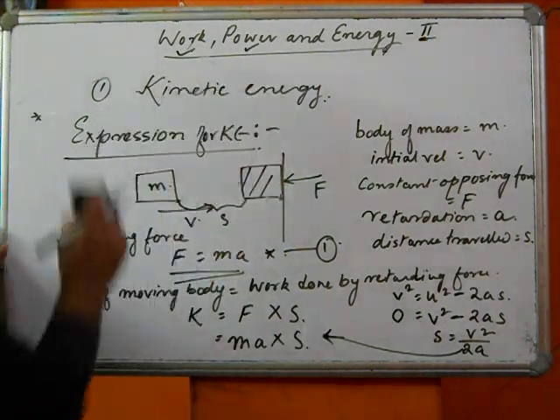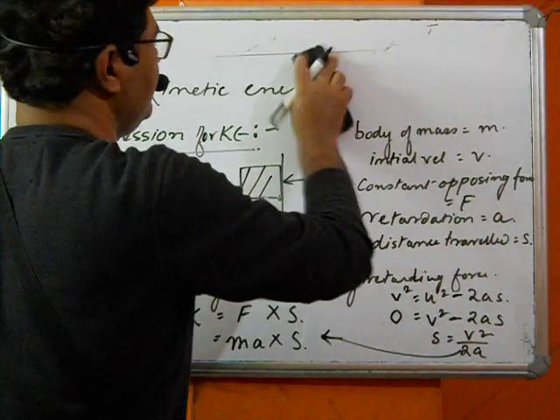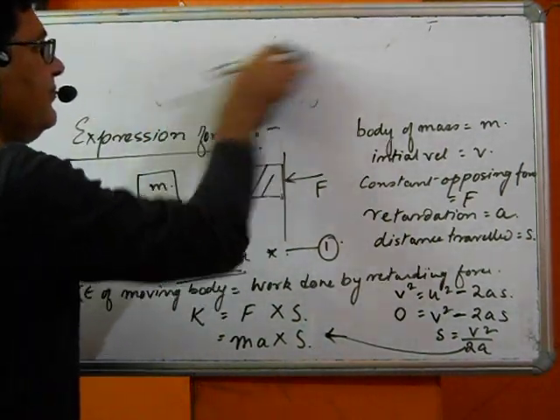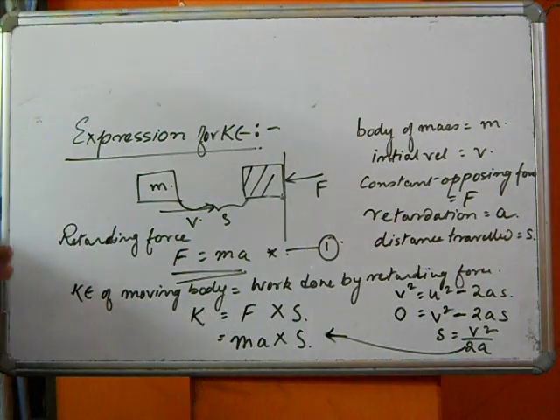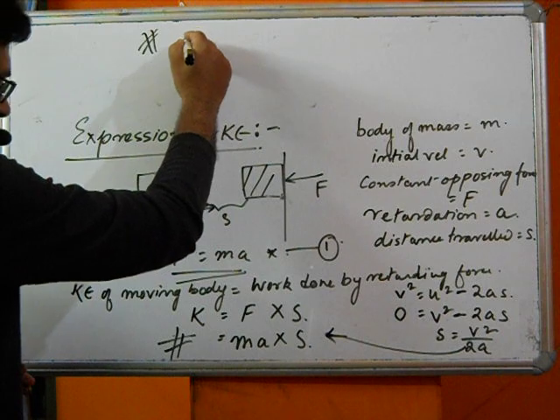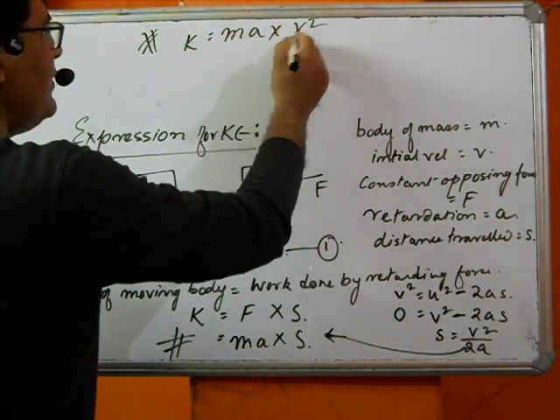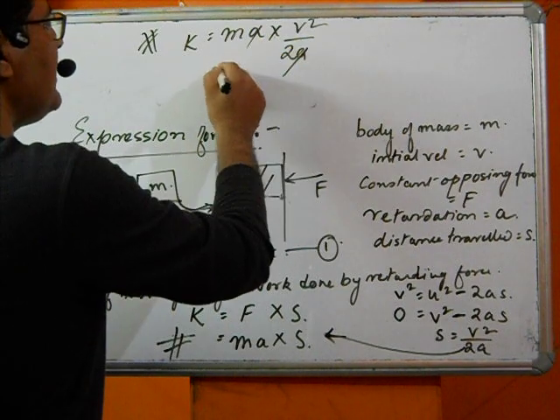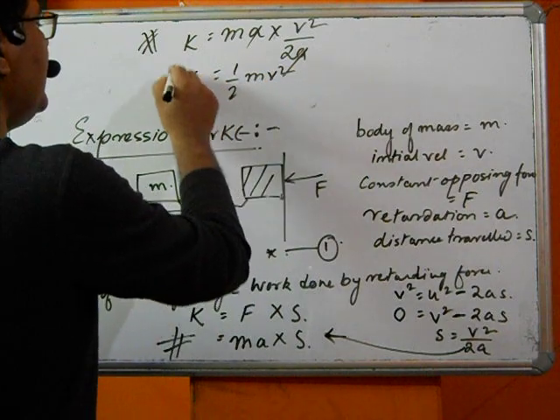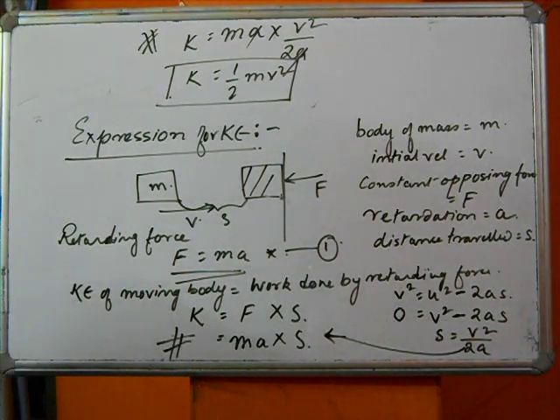So what we can say? Kinetic energy equals mass into acceleration into V square by 2A. A cancels. What do we get? Half m V square. So the kinetic energy of an object is measured as half m V square. Got it?